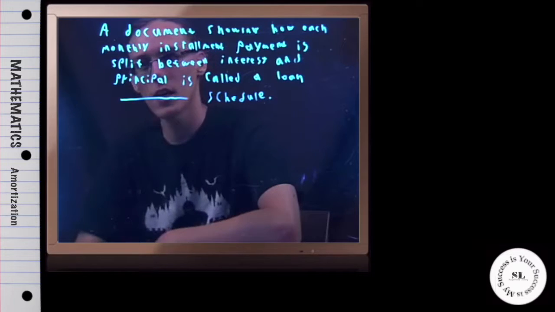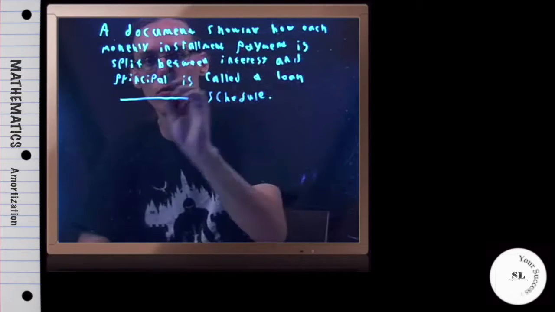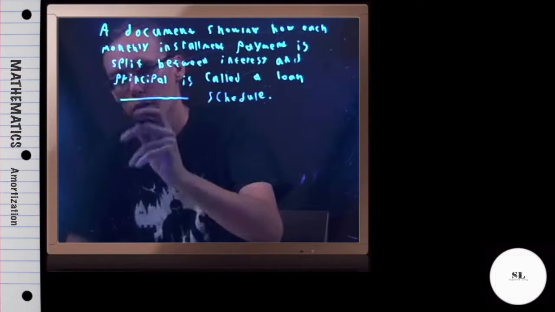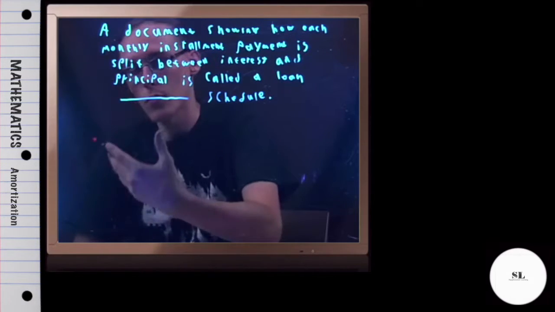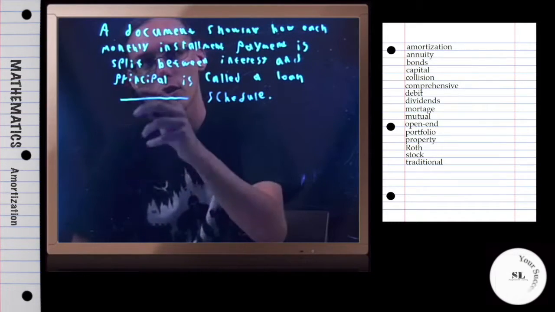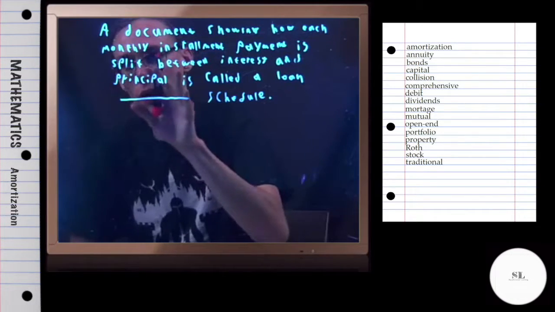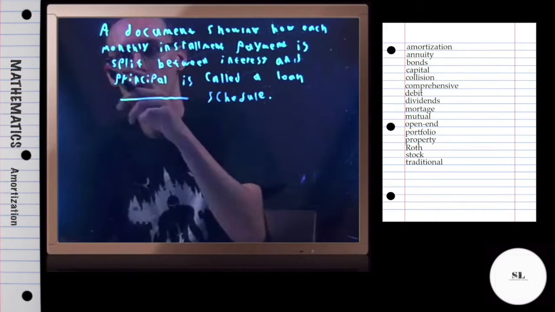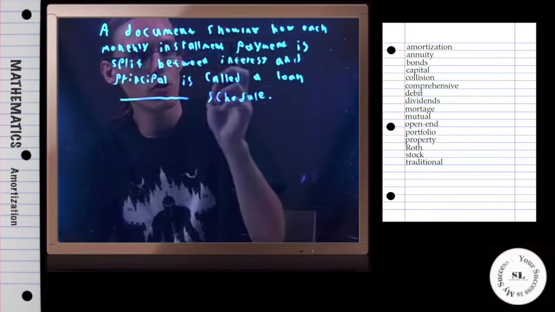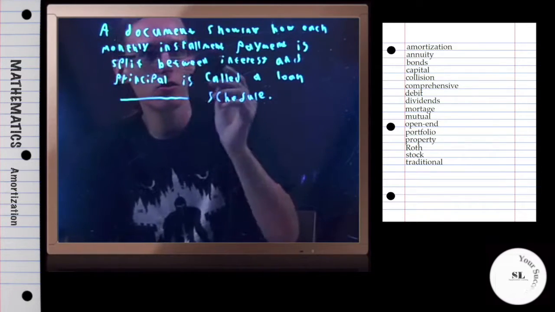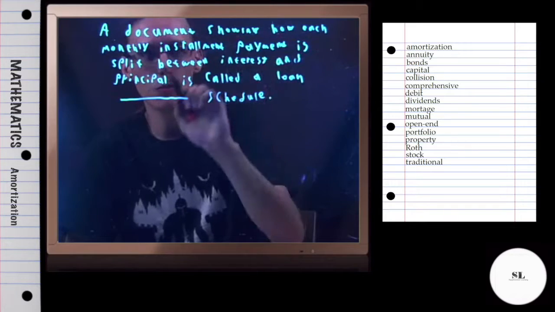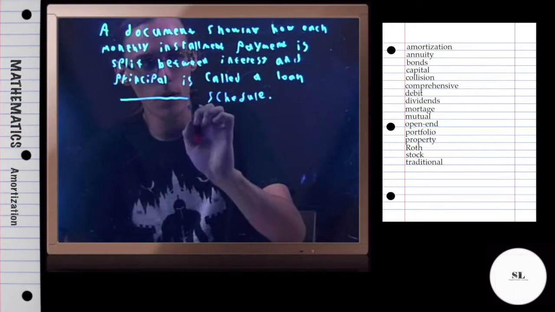Alright, now in this example, we're given the following sentence, which has a blank spot here, and we have to choose the most appropriate word from the word bank to put right here so that this makes sense, or at least so that it's true. And so I'm going to read it as is to start with. It says here, a document showing how each monthly installment payment is split between interest and principal is called a loan schedule.